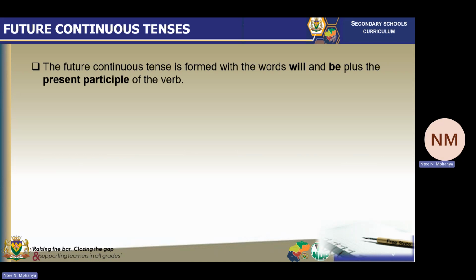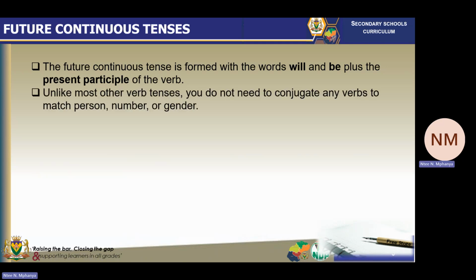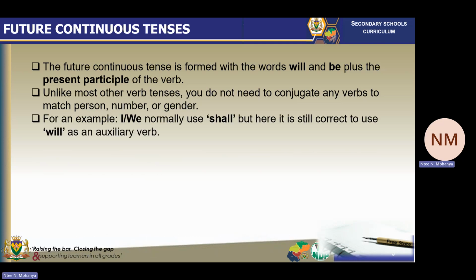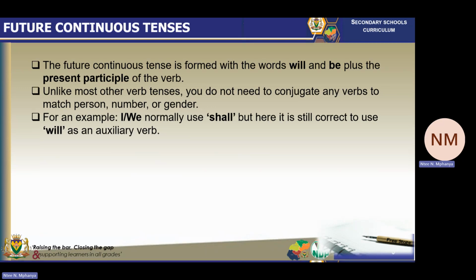The future continuous tense is formed with the words will and be plus the present participle of the verb. Unlike most other verb tenses, you do not need to conjugate any verbs to match person, number, or gender. For example, we normally use shall, but in this instance, it is still correct to use will as an auxiliary verb.